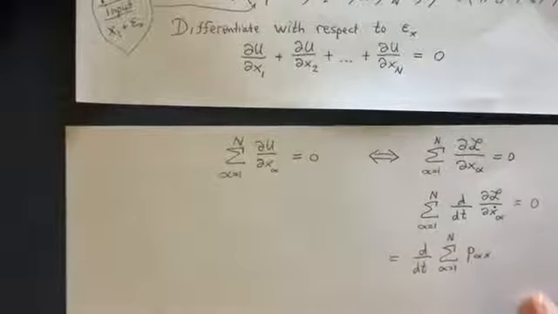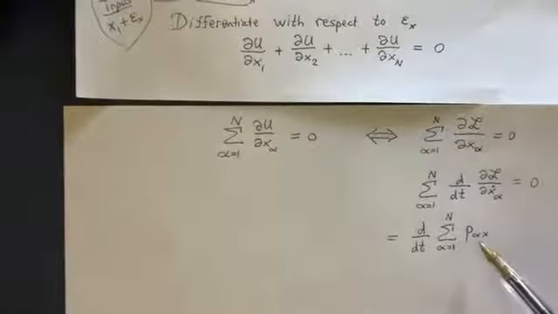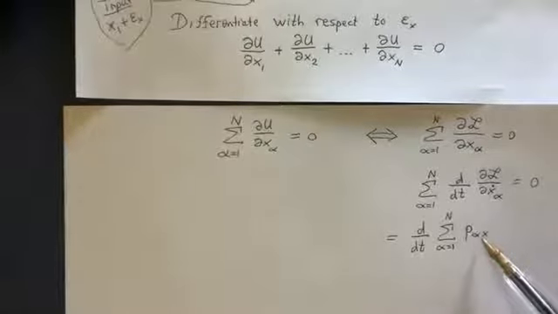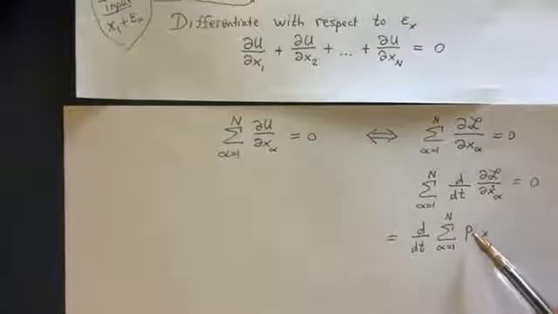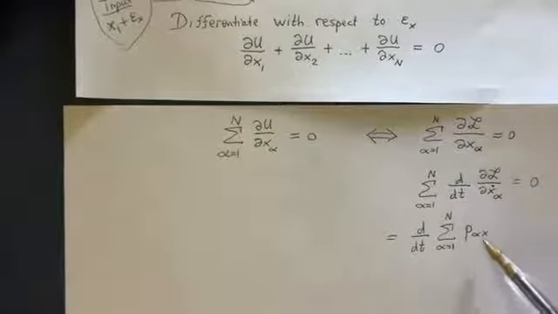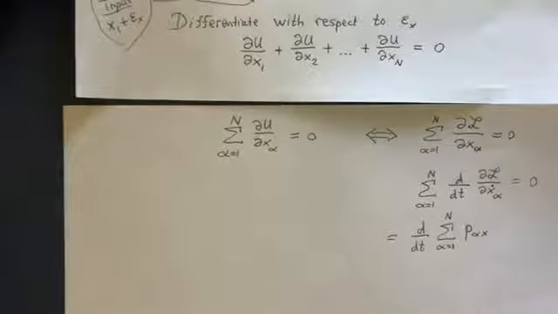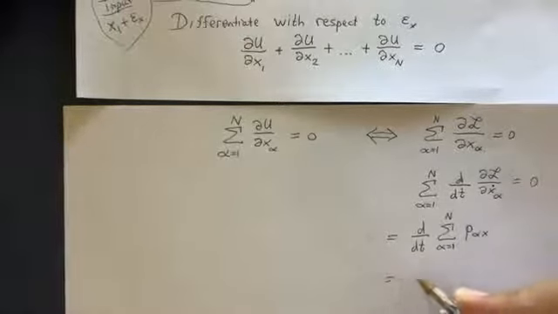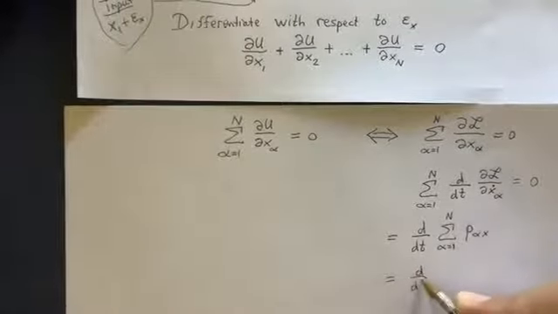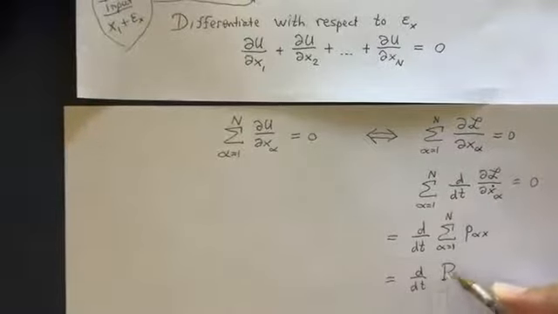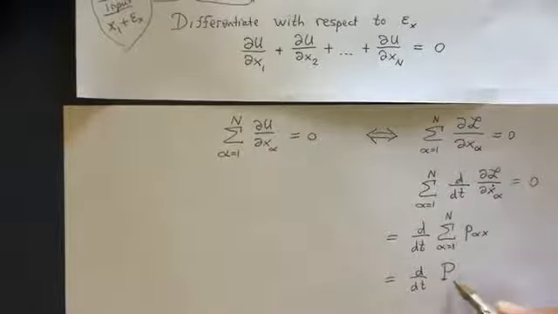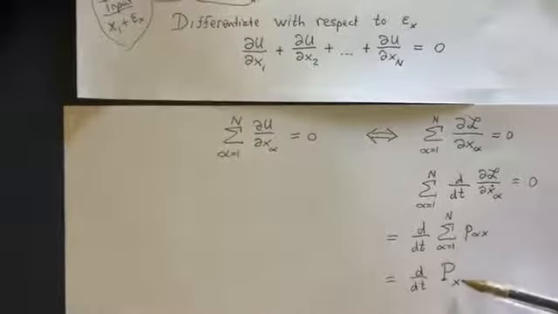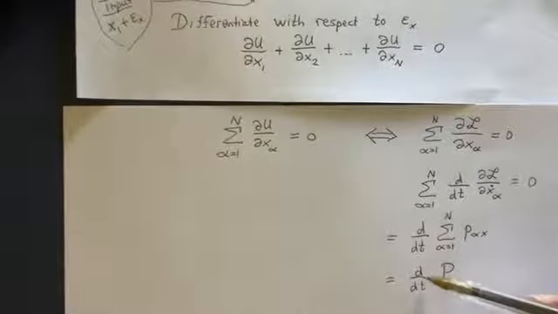okay? And so what is this? Well, we're adding up the x component of all the momentum. Every particle has its own momentum vector. Particle number alpha has a momentum vector that's P alpha X, P alpha Y, and P alpha Z, okay? So we'll use capital P, right? So this is equal to d/dt of capital P, the total momentum, and here this is the X component. All right, so we've proven that the X component of the total momentum is time independent.